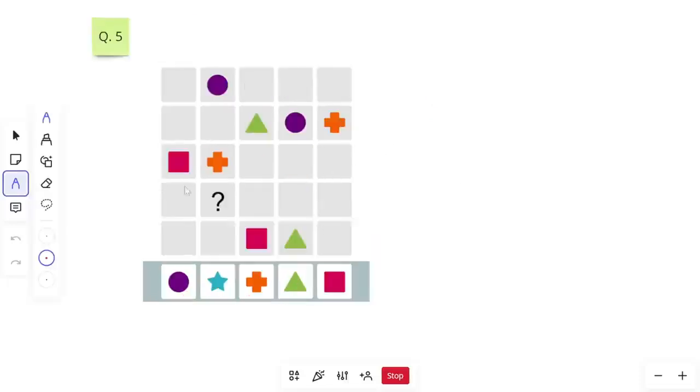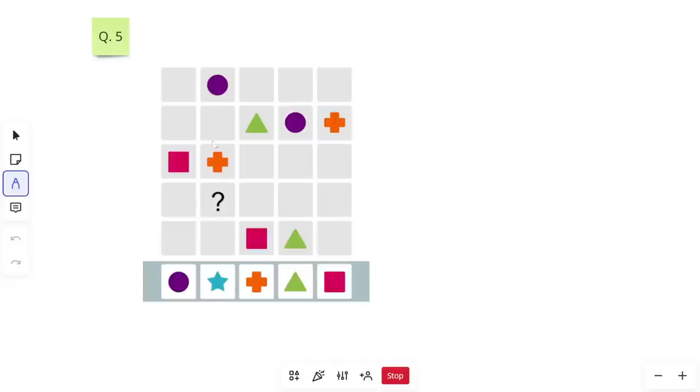Let's look at this question. Okay, so guys, what we have is a question mark in our row number 4. In this question, we have to find out what symbol will come out of these given options in the place of question mark. Let's try to solve this problem.